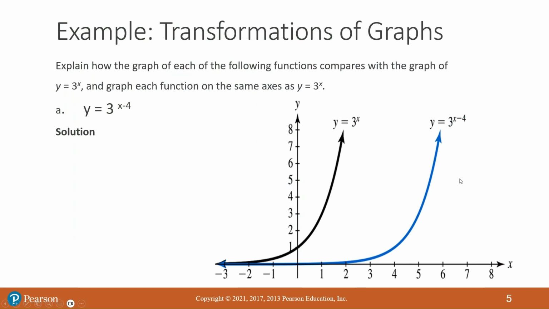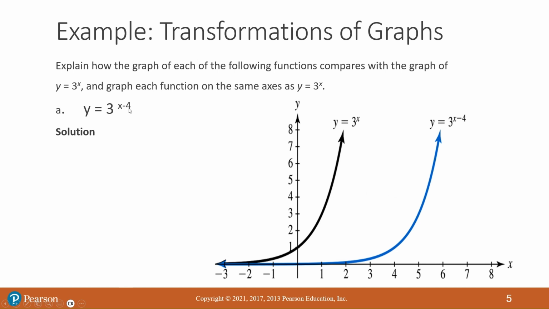Now, let's look at the transformations of graphs. We want to explain how the graph of each of the following functions compares to the graph of y equals 3 to the x. And we want to graph each function on the same axis as y equals 3 to the x. Now we have the graph of y equals 3 to the x here with the black line. Once we graph y equals 3 raised to the x minus 4, you can tell that this graph, the blue line, is shifted from the black line.